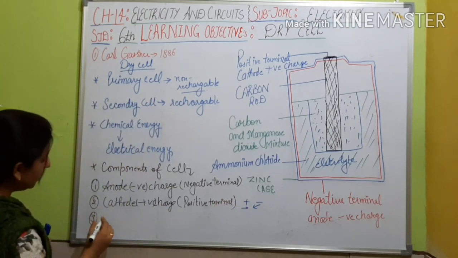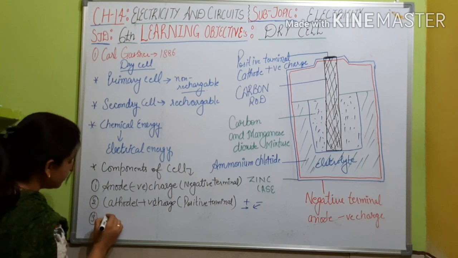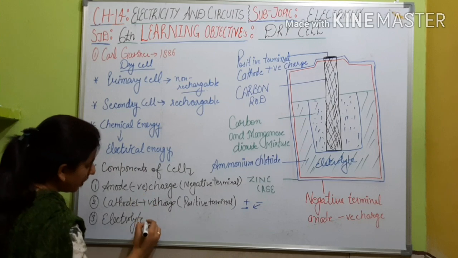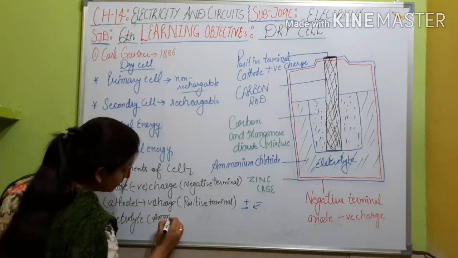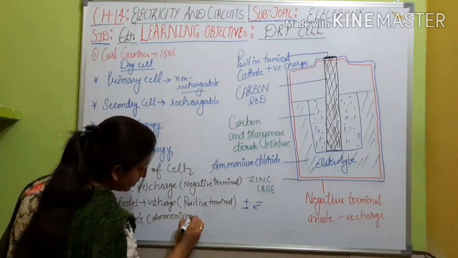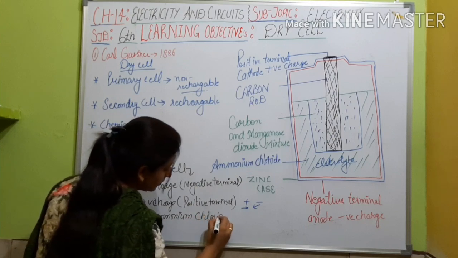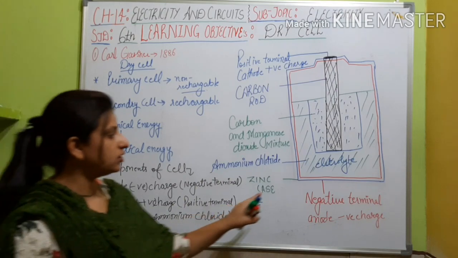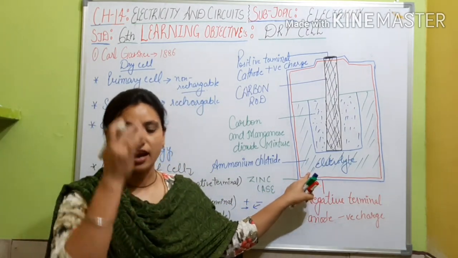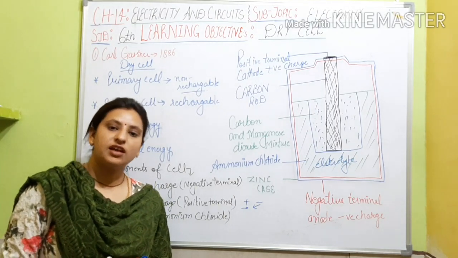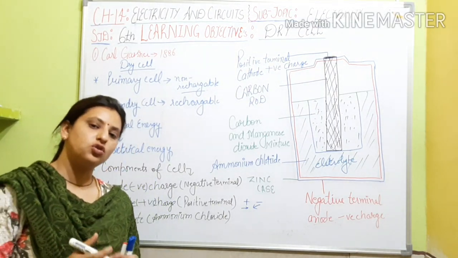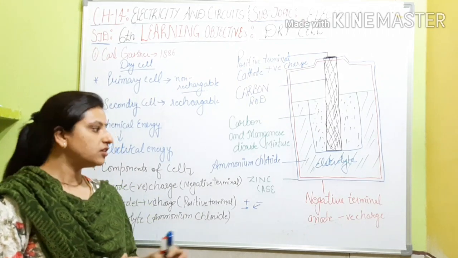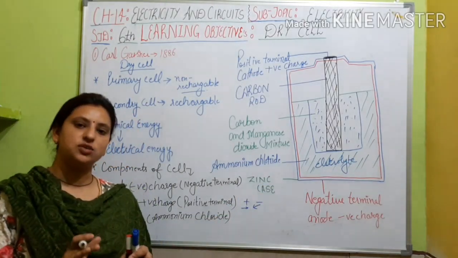Also, one very important point, that is the electrolyte, and it is ammonium chloride. This electrolyte is responsible for carrying out the chemical reactions, because when the chemical reactions go on in the cell, only then will it convert the chemical energy into the electrical energy. Now, this cell will not convert electrical energy by itself.